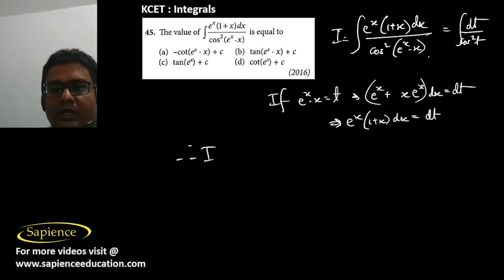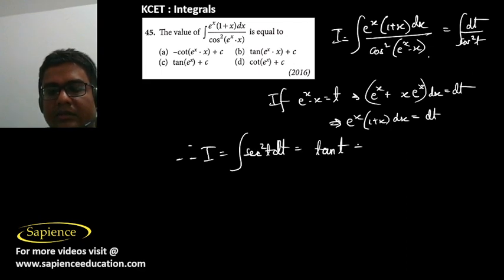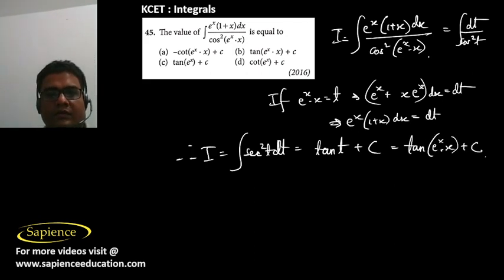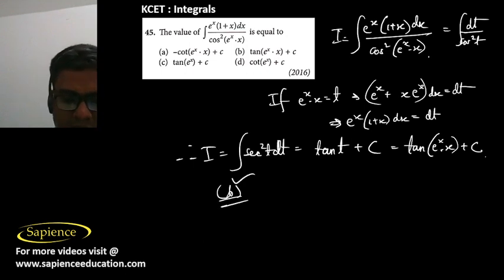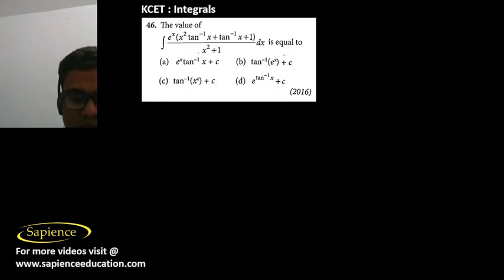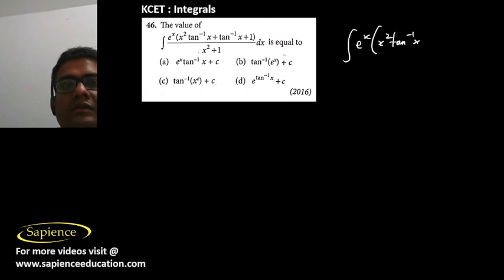So therefore the integral I is the integral secant square t dt, which is equal to tan t plus c, which is equal to tan of e power x into x plus c. Option B is the correct answer. Then question number 46, it is told to find the value of the integral e power x into x square tan inverse x plus tan inverse x plus 1, dx divided by x square.